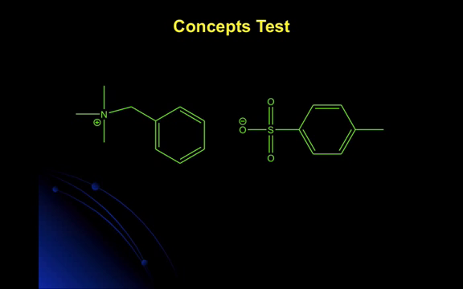Is that the only way to get to that product? How else could I get to that product? What do you think, Harrison? Is that the only carbon-nitrogen bond that I could go after to make? What other one could I do?